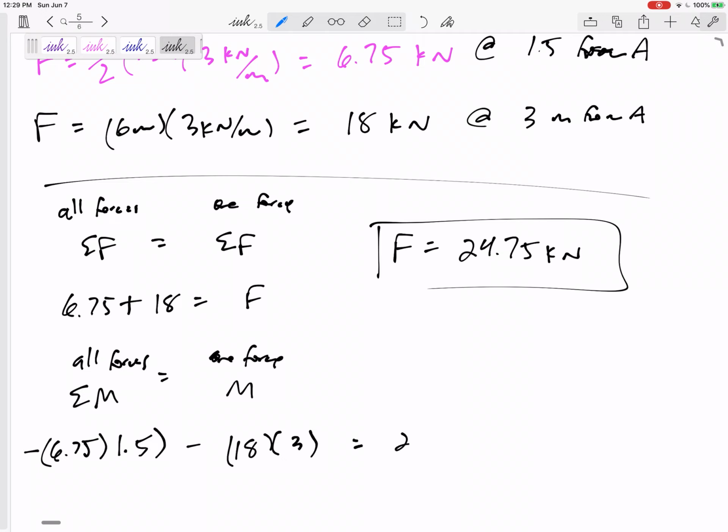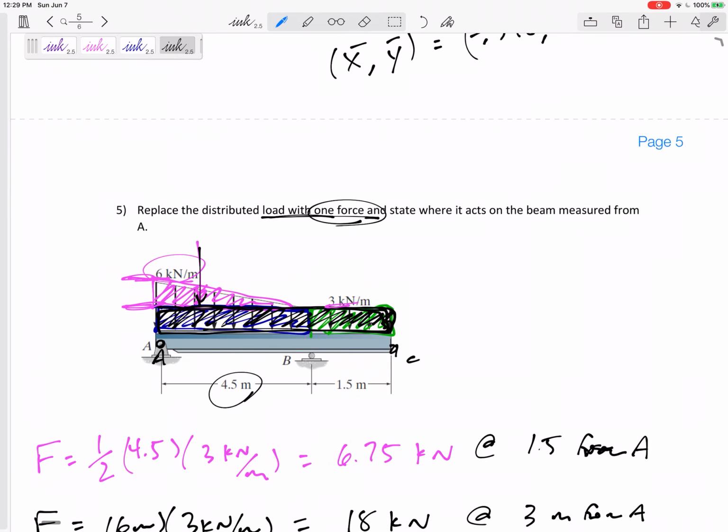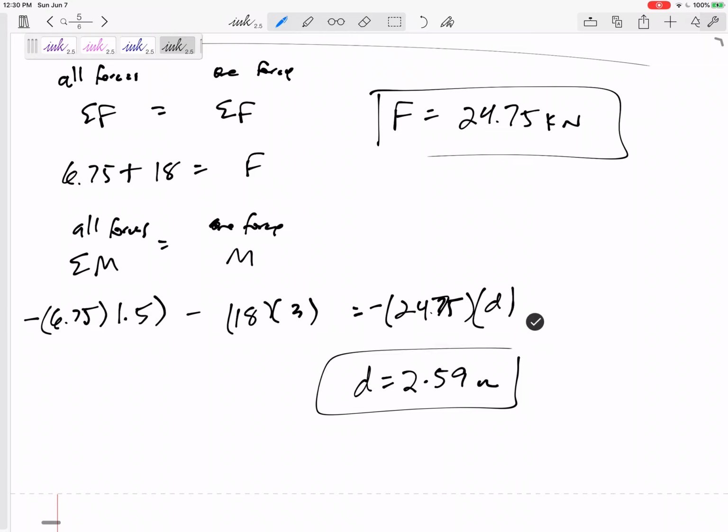This would equal my 24.75 force times the distance d, which is what I'm looking for, and it would be creating a negative moment because I like to choose counterclockwise as positive, but all of these are creating negative moments. I would get a distance d of 2.59 meters from A.